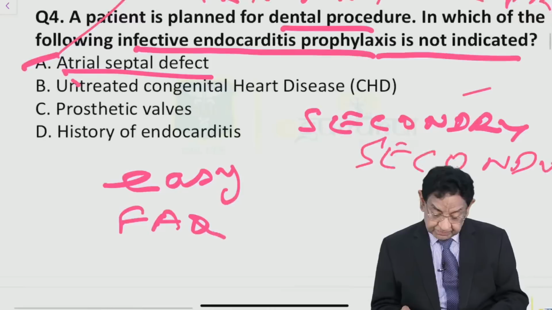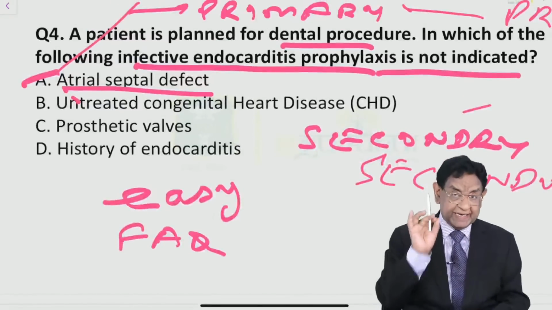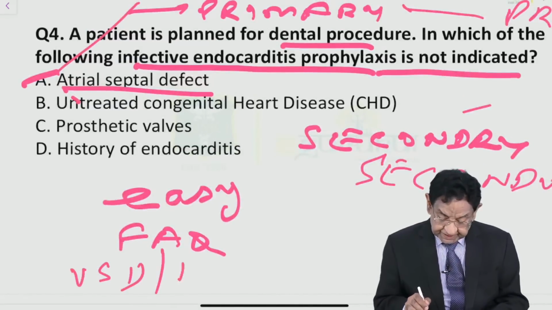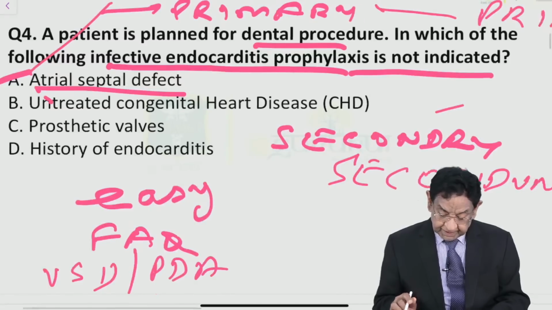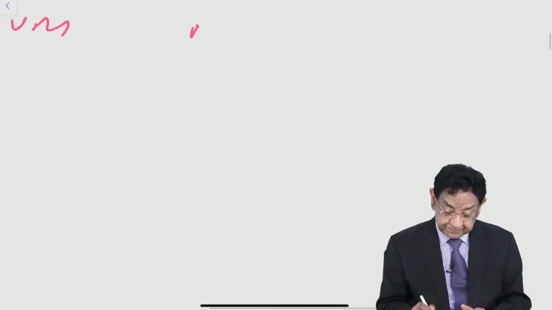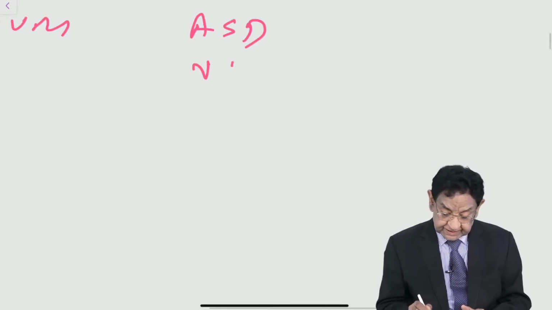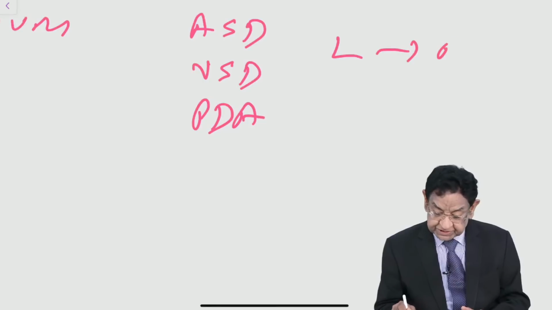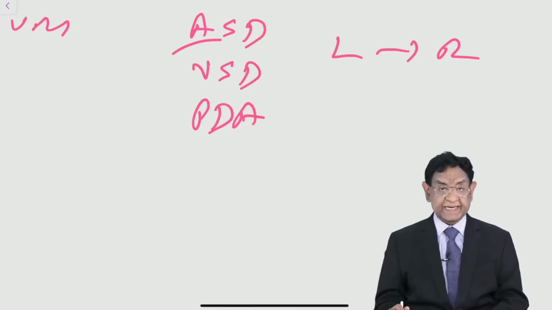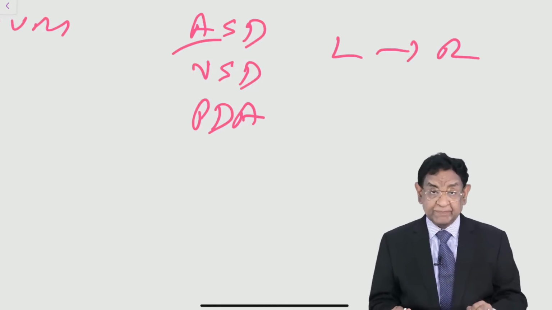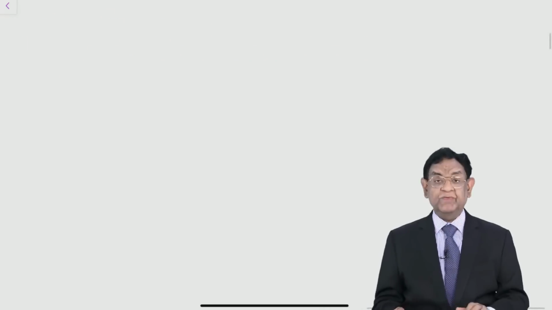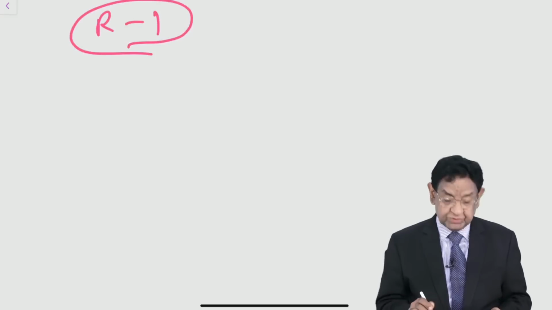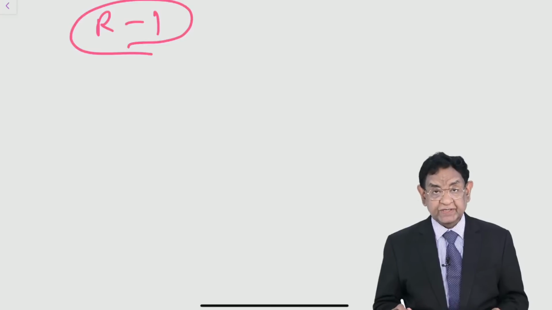Now, we need prophylaxis in VSD, we need it in PDA. In fact, ASD, VSD, PDA are all examples of left to right shunt, but we do not need it in ASD. Why? What's the basic concept? Now comes the rank 1 question. What I'm going to discuss just now is the rank 1 question.